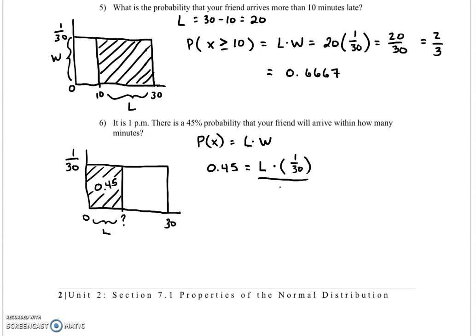And remember, when you divide both sides by 1 over 30, and when you use your calculator, do not forget to put it in parentheses so that you don't mess up the order of operations in the calculator. So here, our length is 13.5 minutes. So there's a 45% probability our friend will arrive within 13.5 minutes.